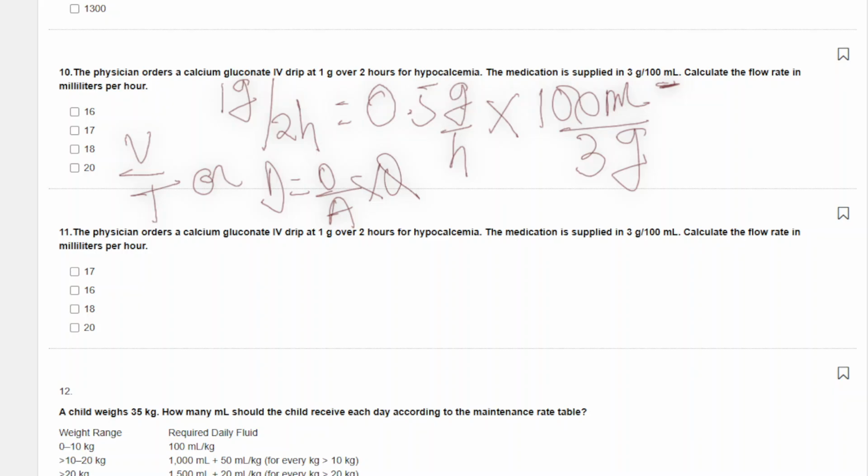So let's take 0.5. You multiply that by 100 and divide that by 3. So you got 16.6. Since it's an infusion rate, it has to be a whole number. You got 17. All right? So let's look at question number 11 before we erase. So 11, that's the same thing. Double check. 1 gram over 2 hours and supplies 3 gram, calculate the flow rate. Yeah, that's the same thing. It just so happens that question came twice. So let's go ahead and erase this.